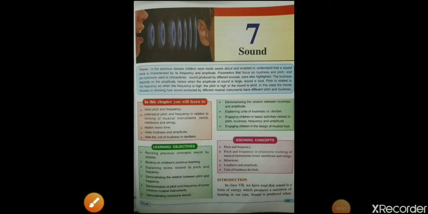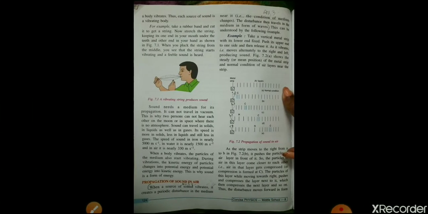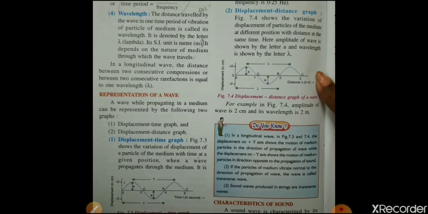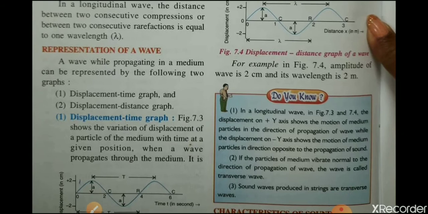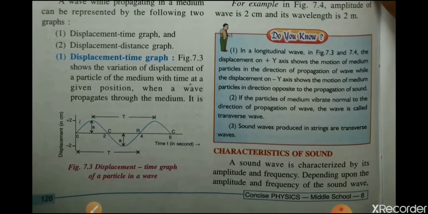Lesson number 7, sound. In our previous video we discussed sound, propagation of sound in air, terms related to wave, that is amplitude, time period and frequency, and the relationship between time period and frequency. We also discussed wavelength, and the representation of a wave, that is displacement distance graph and displacement time graph. Now today in this video we will discuss the characteristics of sound.